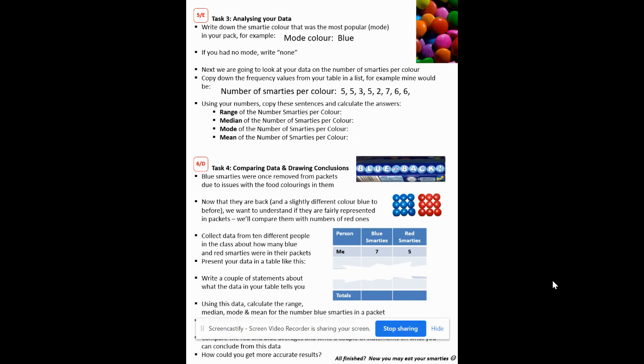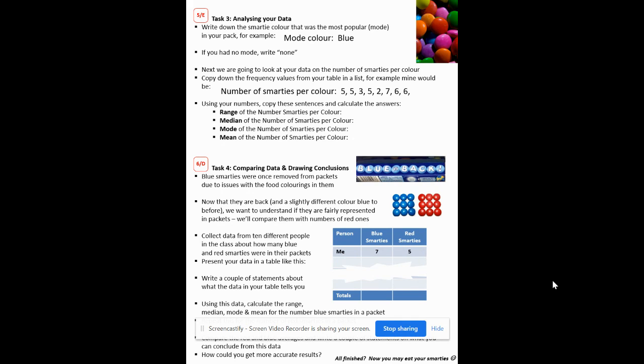Okay, and then for task four, what I want you to do is think about what you've just done. So could you draw some conclusions? What I mean by that is, were there any colours that were very similar in number? Were there the same amount of every different colour? Did it vary? Was the range really big? Was there a lot more red sweets than blue sweets? What about the greens? How did that fit in? So think about what you could say about the data.